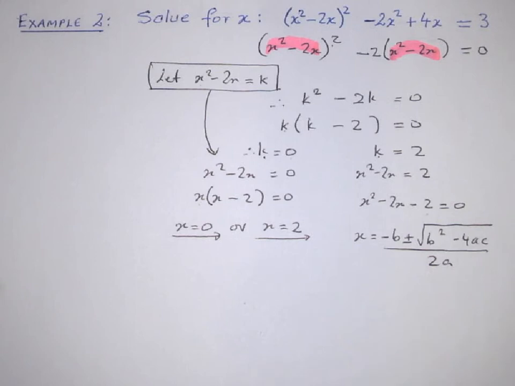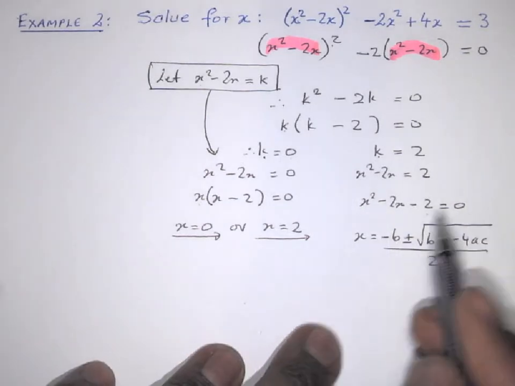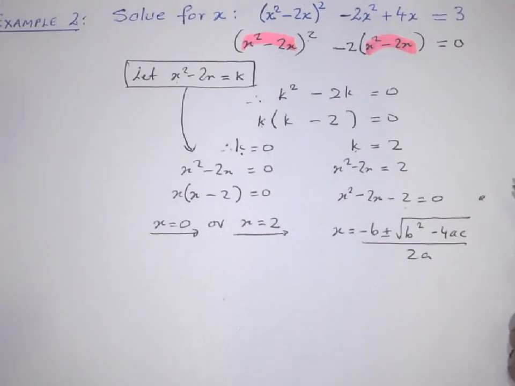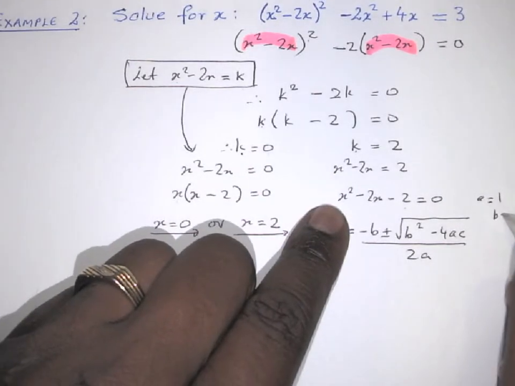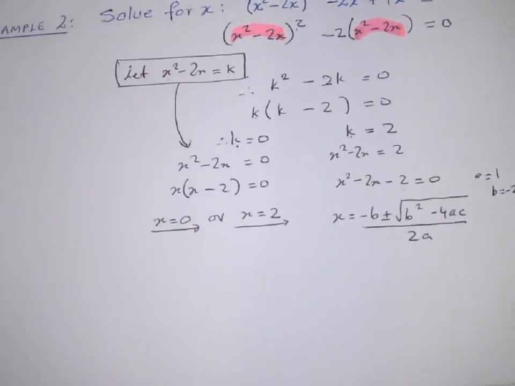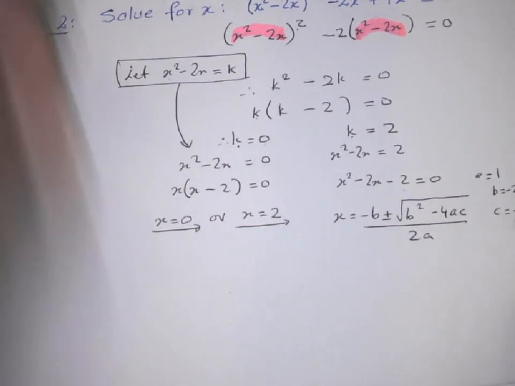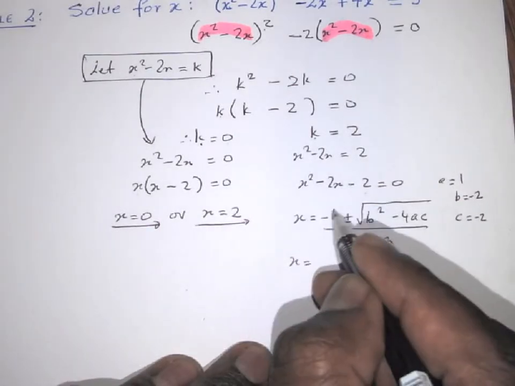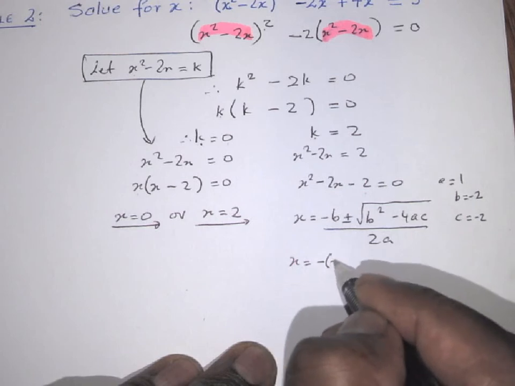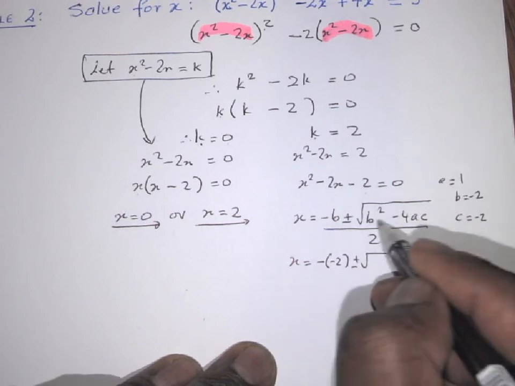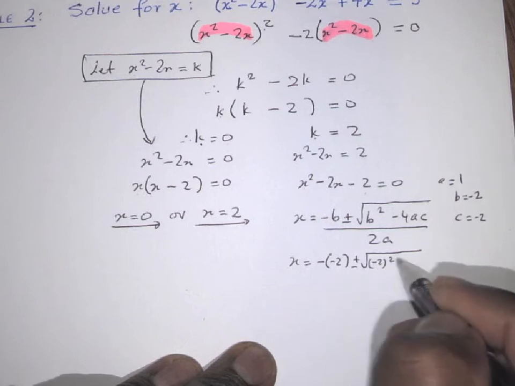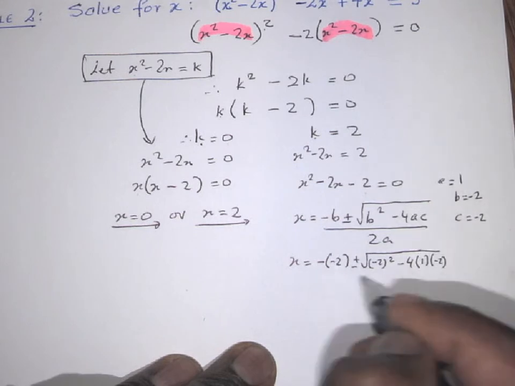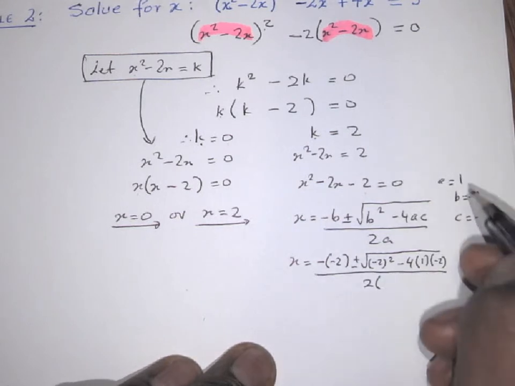Now you can see here that from this expression, I get a equals 1, b equals minus 2, and c equals minus 2 as well. So therefore, I can substitute this in the formula. So x is equal to minus, and the b value is minus 2, then plus or minus the square root of b, which is minus 2. Remember, must put brackets in, squared, minus 4 times a, and a is 1, times c, which is minus 2, all over 2 times my a value, and my a value is 1.